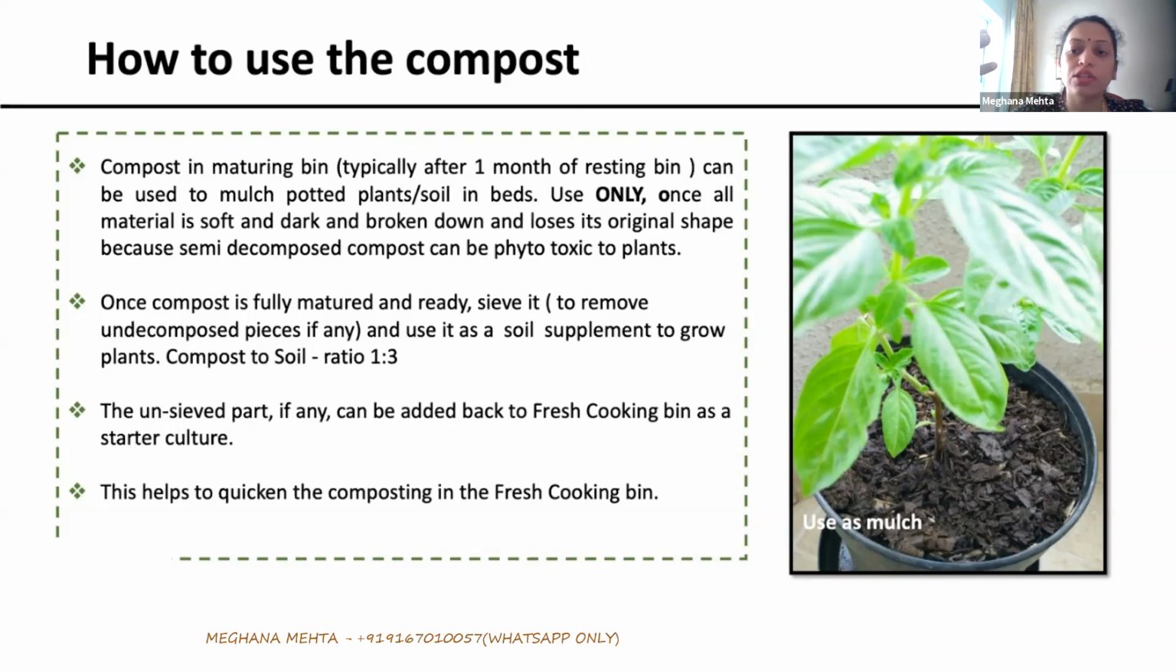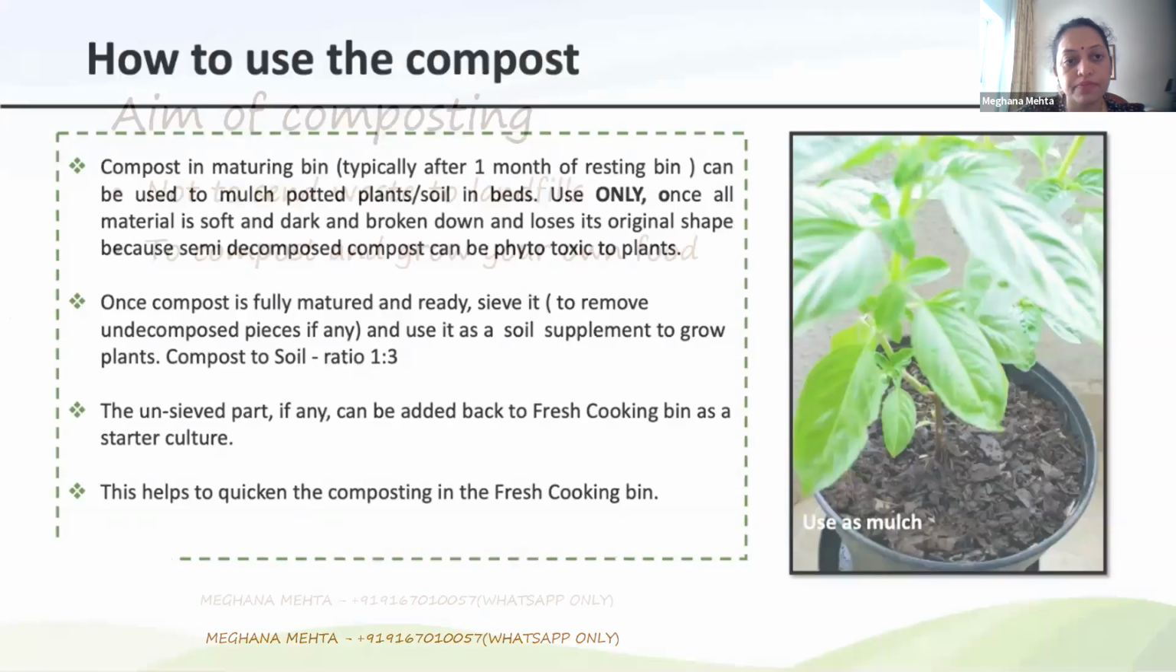So instead of manure or cow dung, we can also use this homemade compost every week. We take a fistful and just put it on top of the pot. Now this is also very nutritious. The unsieved part, if any, can be added back to the fresh composting bin as a starting culture. This happens to quicken the composting in the fresh bin.